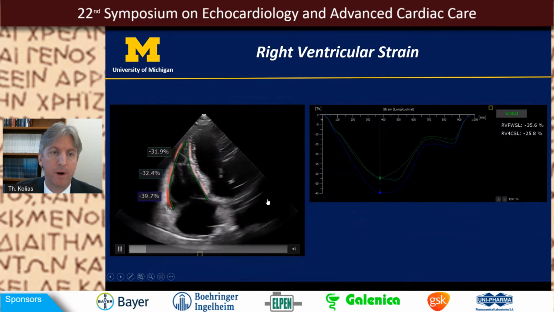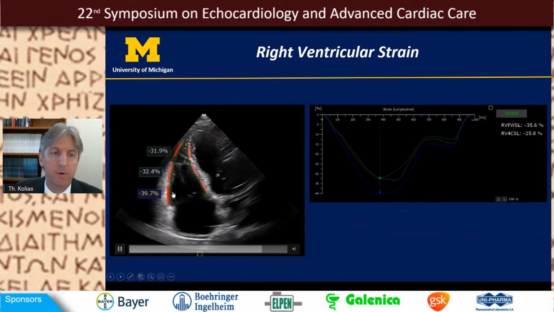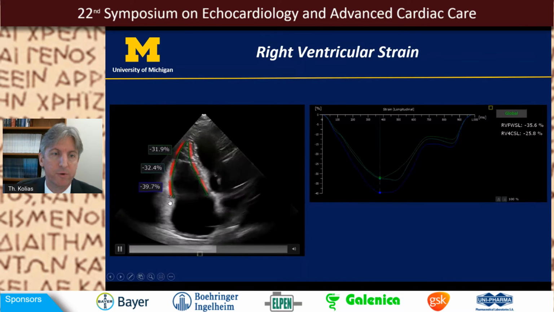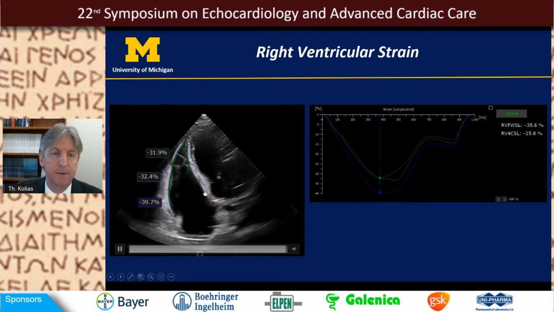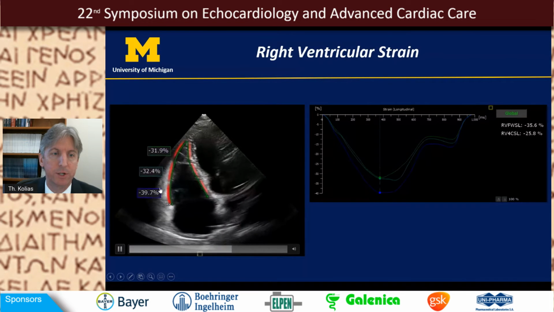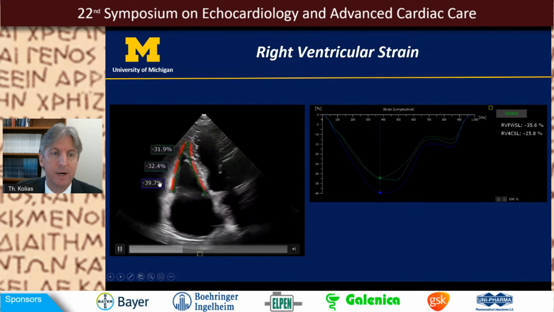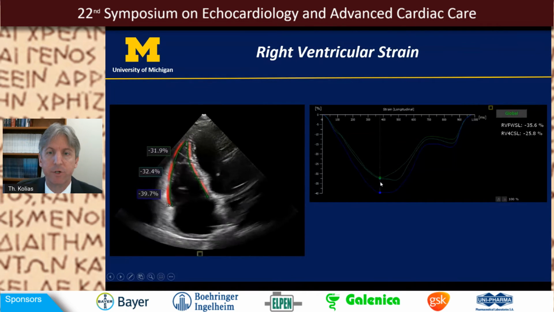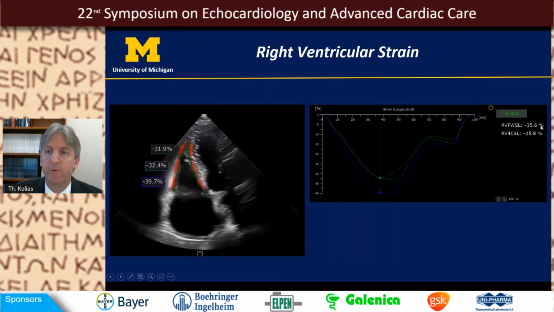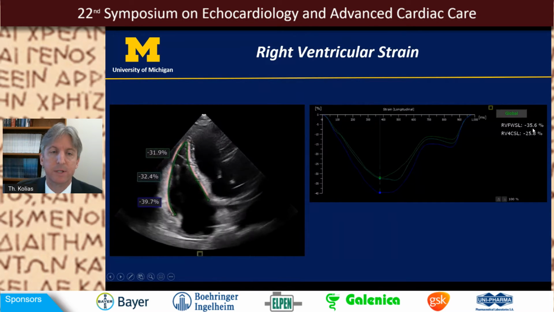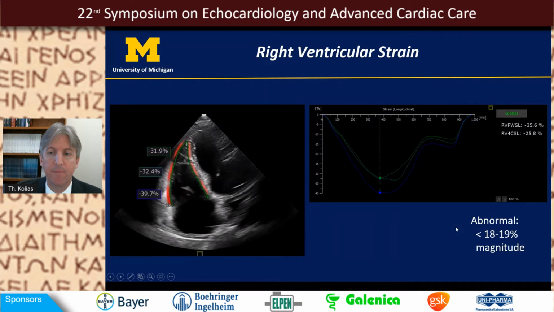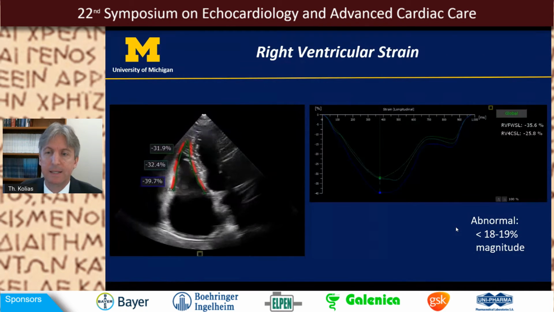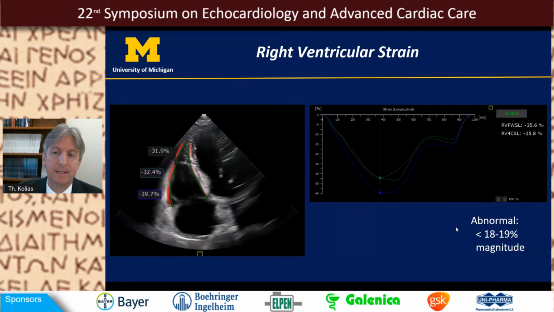And here's an example from our echo laboratory of a patient with normal right ventricular strain. We have put the sample volume tracing the entire right ventricular free wall as well as the septum. And from this, we can measure the right ventricular free wall basal strain, mid strain, and apical strain. And the 3 curves are shown here. And by averaging the 3 together, we get a right ventricular free wall strain of negative 35.6%, which is normal. Abnormal is typically considered as a magnitude of less than 18 to 19%, depending on what study you look at.